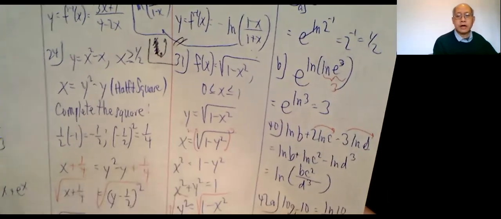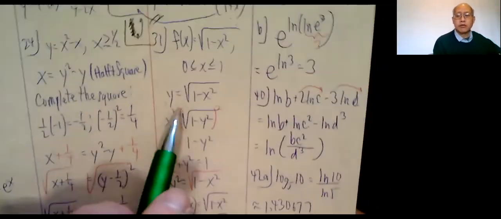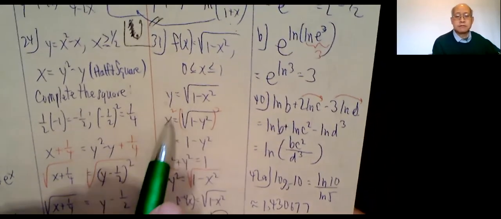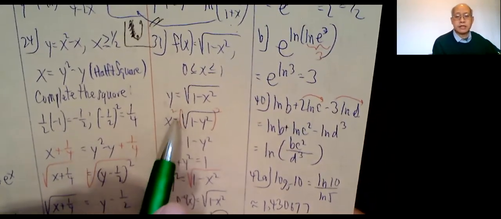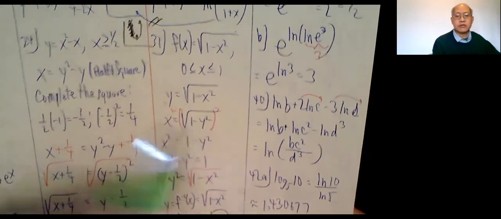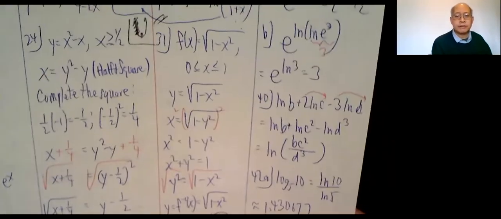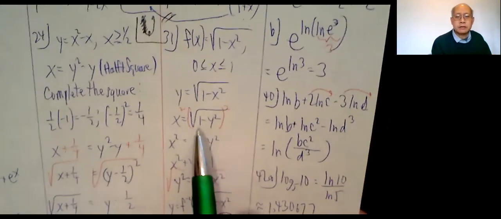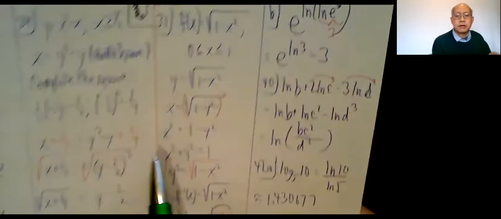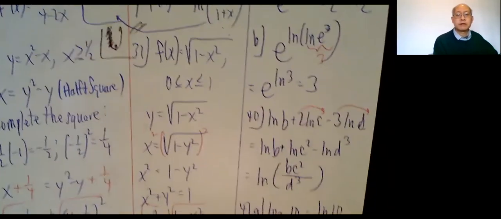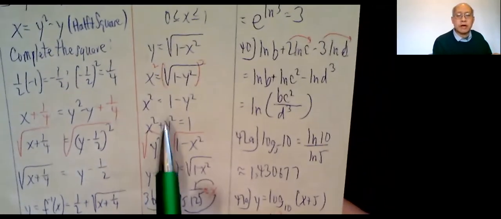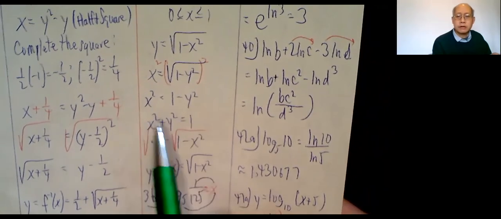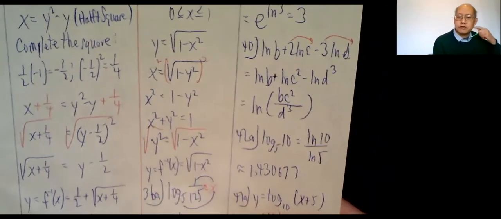Okay, so call this y. y equals radical 1 minus x squared. Switch them around, right? Like we did yesterday. x equals square root of 1 minus y squared. Solve for y. Square both sides. x squared equals 1 minus y squared. Add y squared. x squared plus y squared equals 1. Huh.